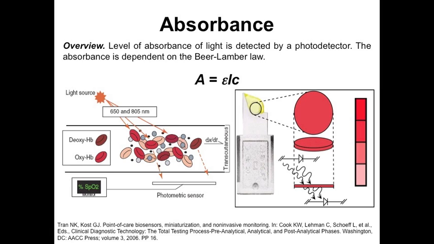The Beer-Lambert law also governs the principle by which blood oxygenation is measured by pulse oximetry, illustrated on the right. According to the Beer-Lambert equation, the absorption of light is proportional to the path length, L, the concentration of absorbing species in the material, C, and the molar absorptivity, epsilon.